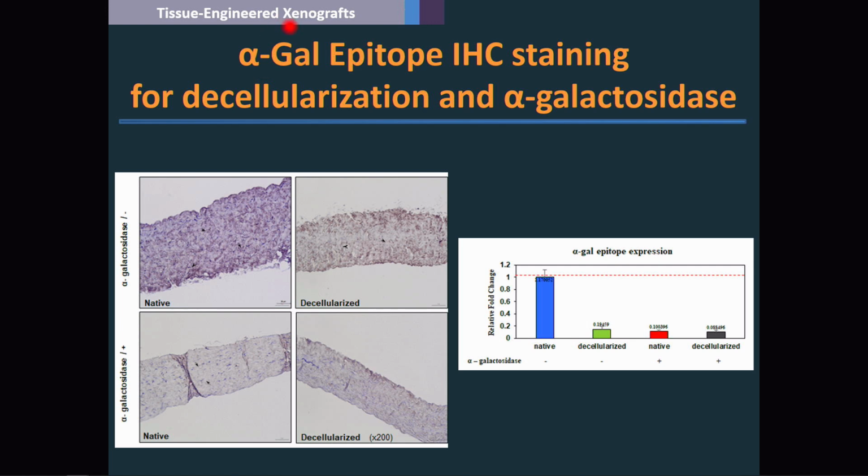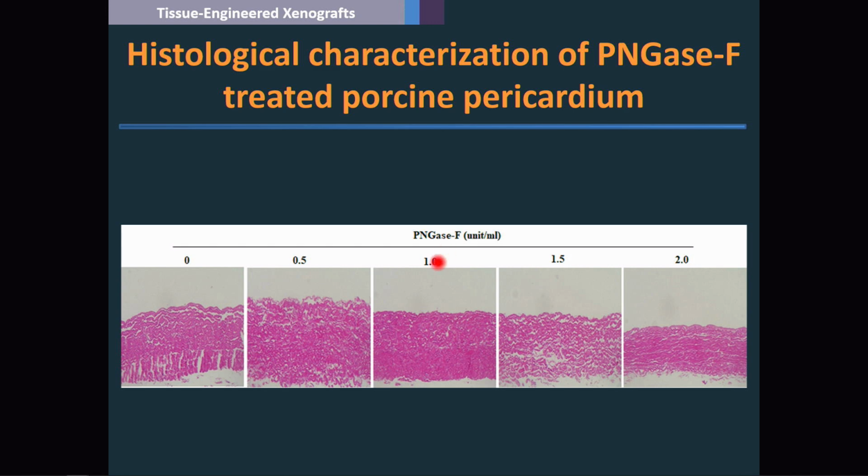This is alpha-gal epitope IHC staining, which shows that decellularization decreased alpha-gal epitope expression, and when alpha-galactosidase was added, there was significantly more reduced alpha-gal epitope expression. And then PNGF treatment. I'm going to talk about the safety of PNGF treatment.